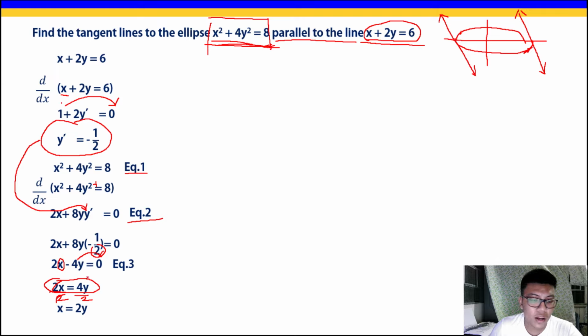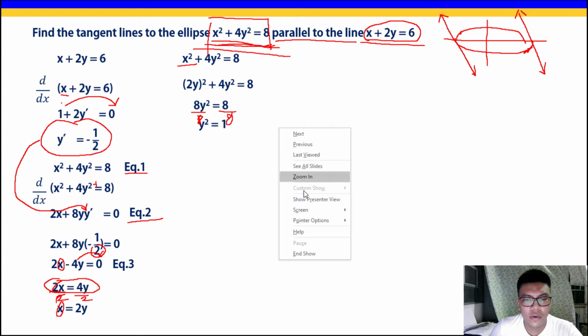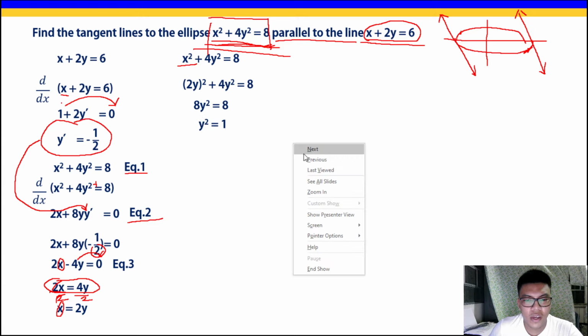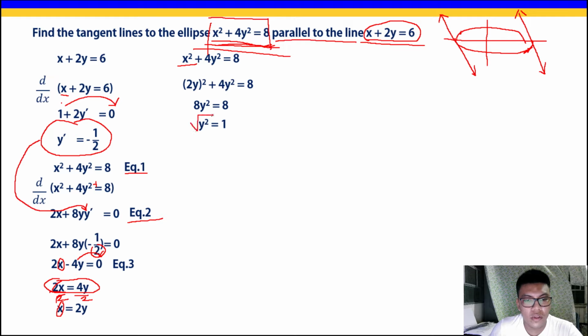Now, to solve for the value of y muna, we substitute x here sa equation ng ating ellipse. Kagaya ng ginawa natin sa ating example kanina. So, we have x squared plus 4y squared is equal to 8. Pasok natin yung x dito. So, we have 2y squared plus 4y squared is equal to 8. Solving, we have 4y squared plus 4y squared, that is equal to 8y squared is equal to 8. Now, solving for y, we divide both sides by 8. We have y squared is equal to 1. Now, getting the square root of both sides, we have y is equal to positive or negative 1. Okay? Ayun ulit, meron tayo ulit dalawang y. Same lang ng procedure.